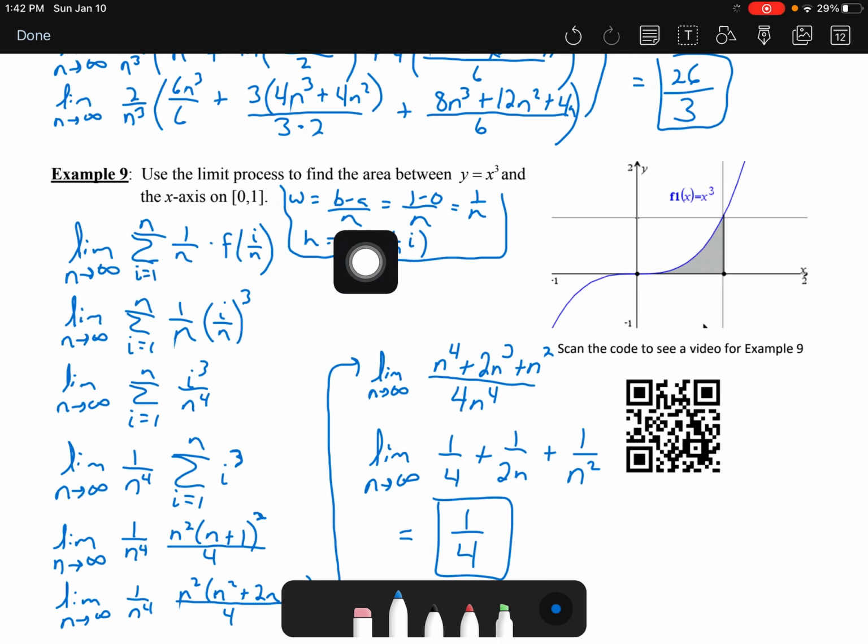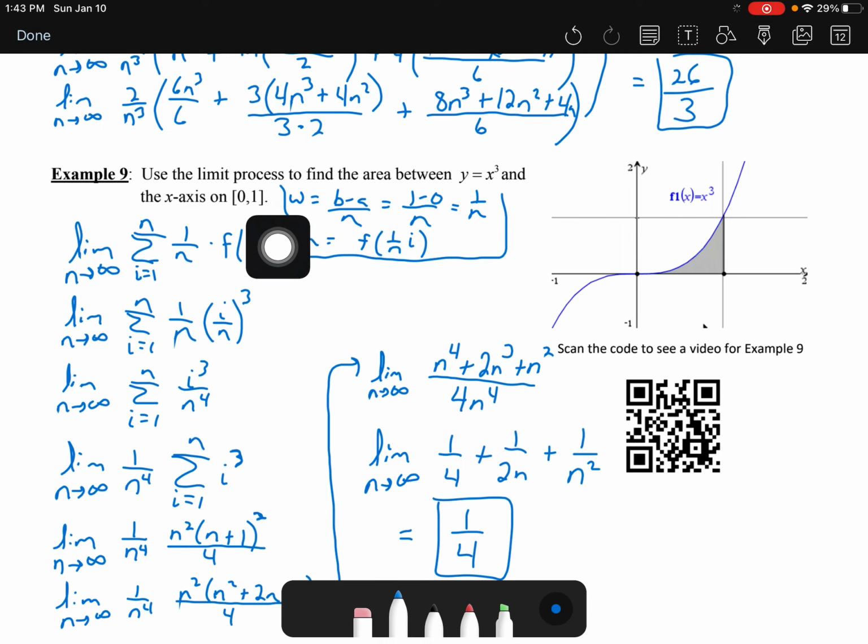i equals 1 to n, and now here my width, again, is b minus a over n, so that's going to be 1 minus 0 over n, so it's 1 over n for the width, and then my height is f of 1 over n times i. All right, so that's what I've got. That's why I set it up, width times height, and those are my areas, adding up all the areas with an infinite number of rectangles.